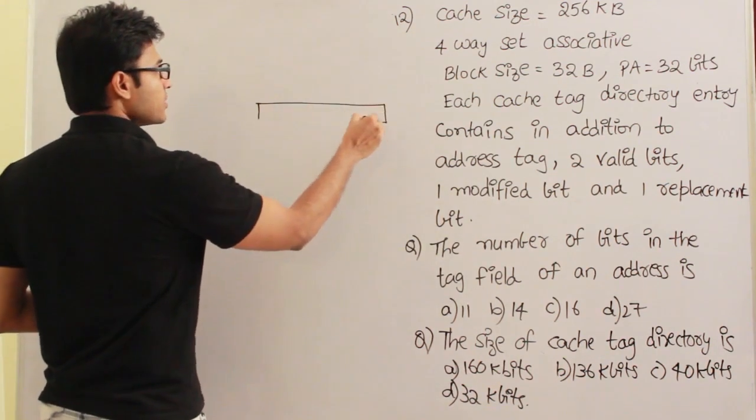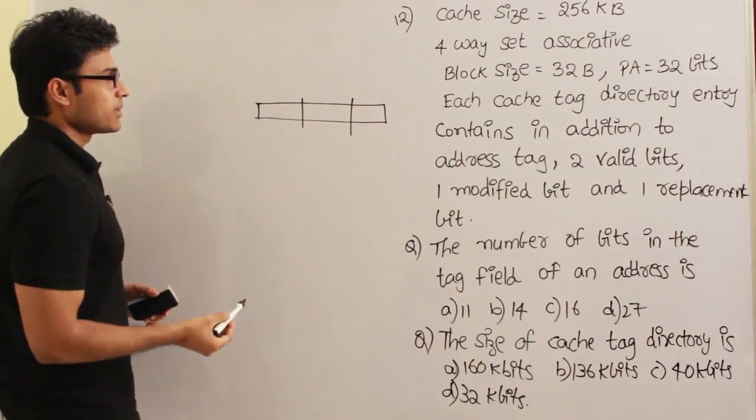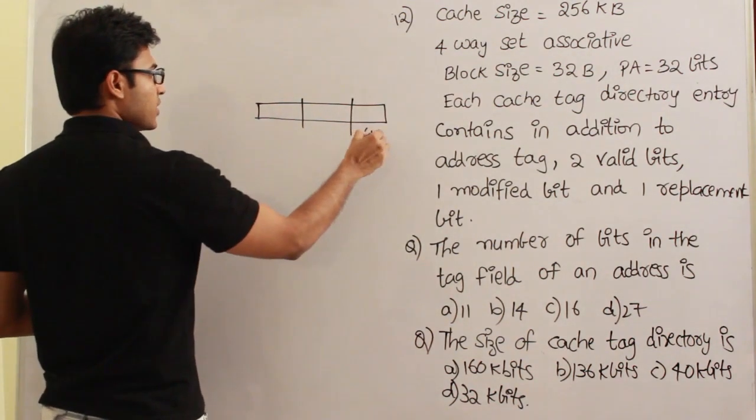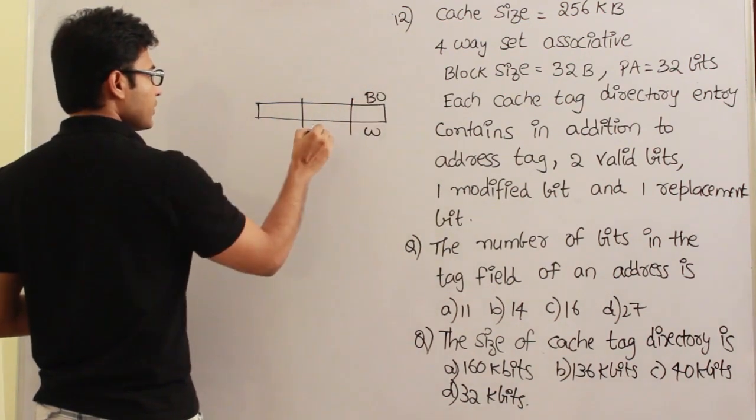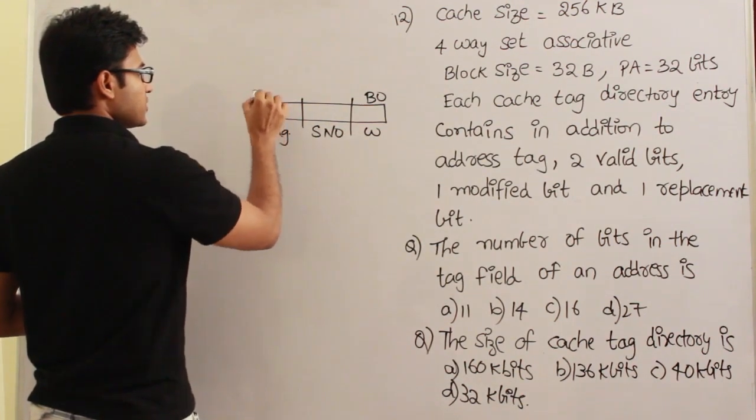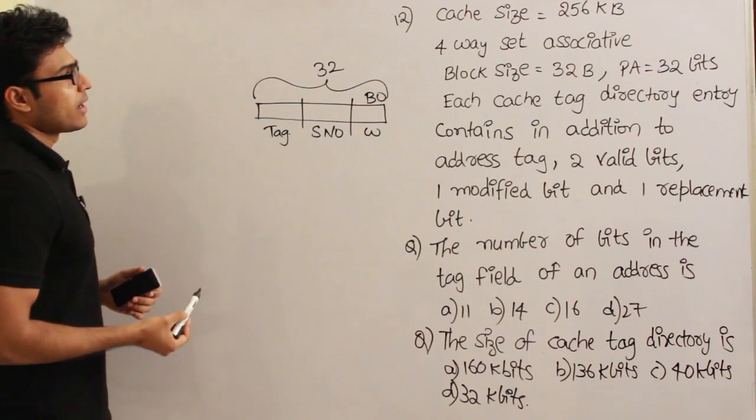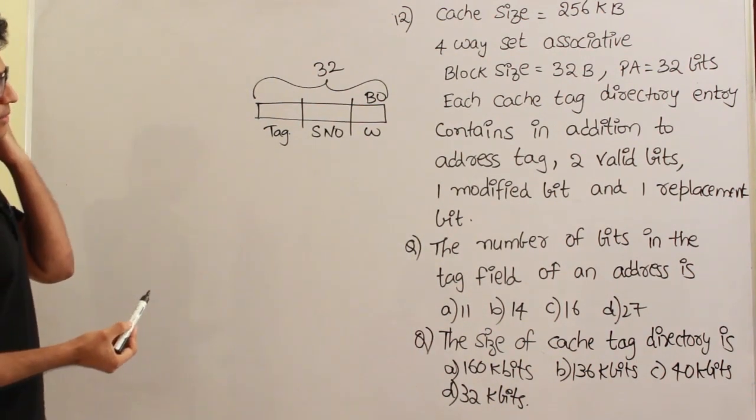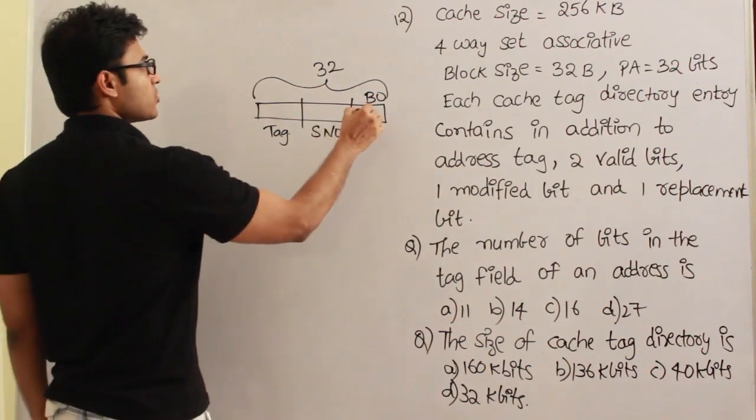Physical address is 32 bits, right? So in case of set associative mapping, how is it divided? It is block offset, and then set number, and then the tag. So this 32 bits is going to be divided like this. And how much is the block size? Block size is given as 32 bytes, which means the block offset is going to be 5 bits.